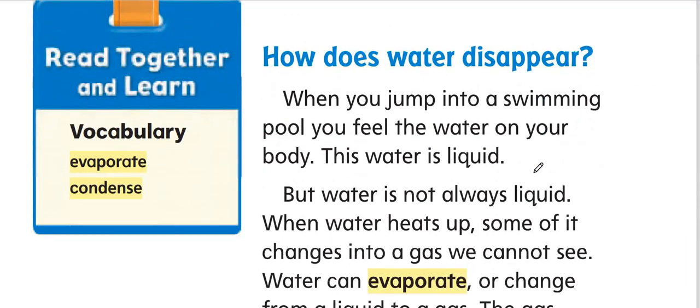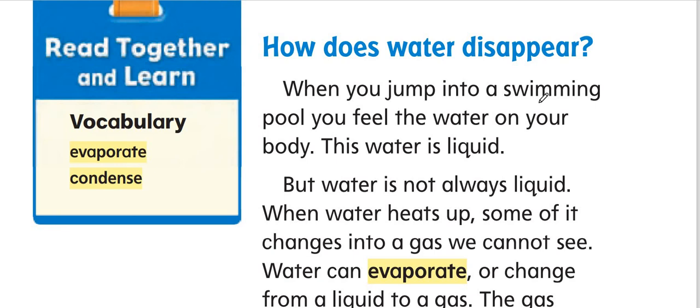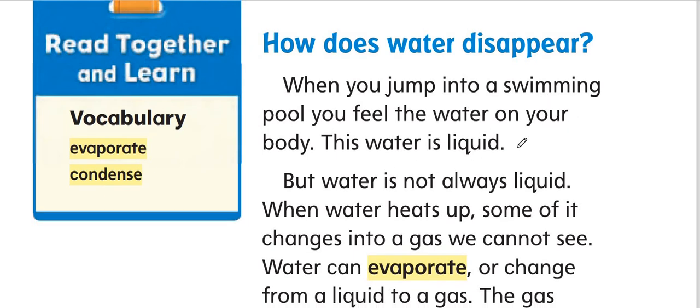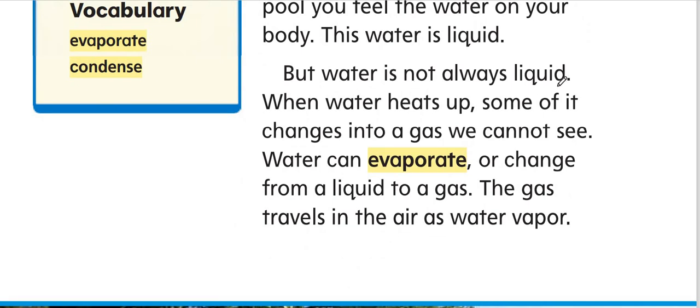How does water disappear? When you jump into a swimming pool and you feel the water on your body, this water is liquid. But the water is not always liquid. When the water heats up, some of it changes into gas, and we cannot see it. The water can evaporate, or change from liquid into gas. The gas will travel in the air as water vapor.